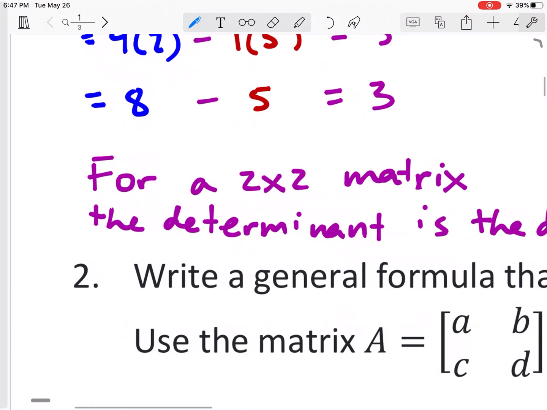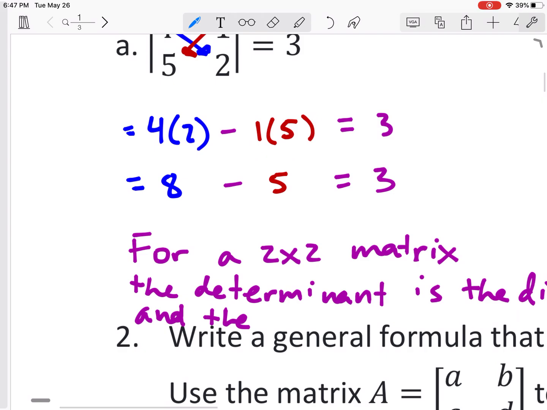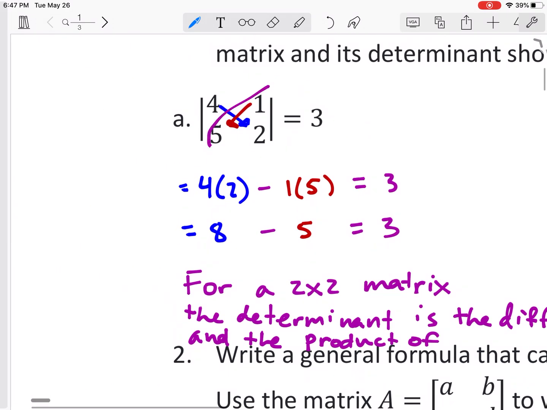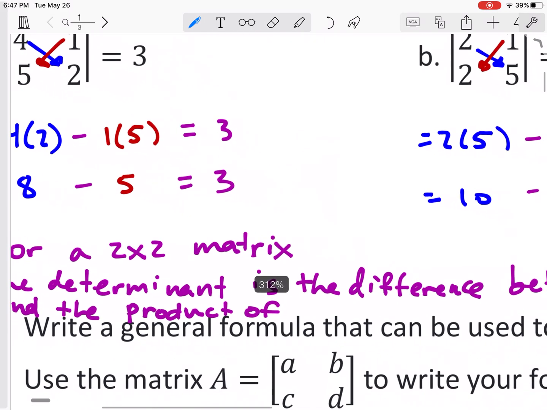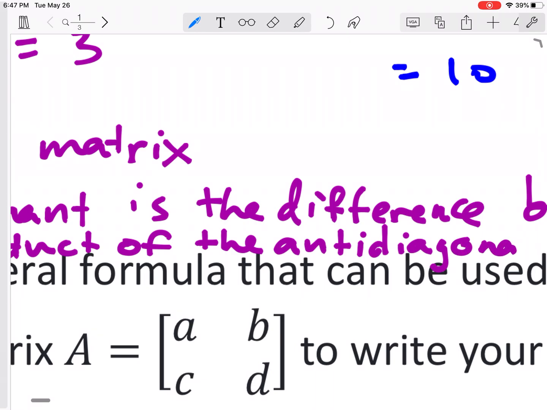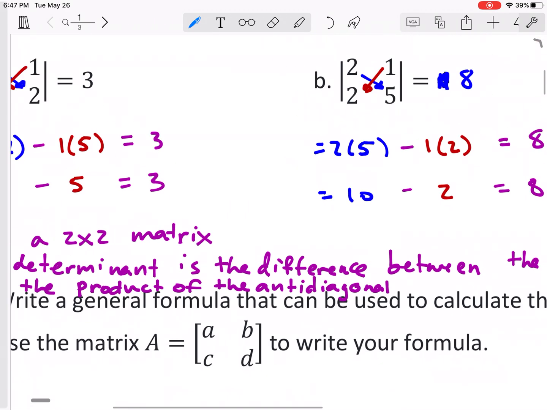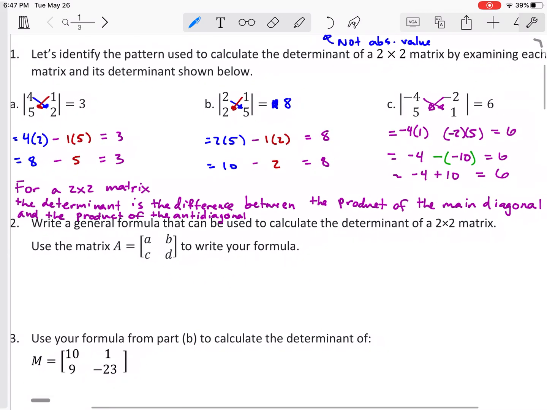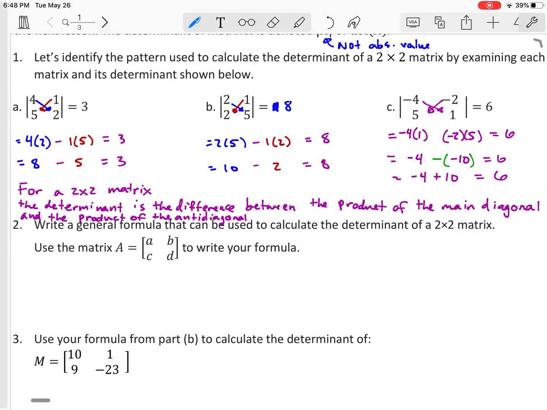and the product, because we're taking the product of the other diagonal, this diagonal that goes from top right to bottom left, we call that the anti-diagonal. So for a 2 by 2 matrix, the determinant is the difference between the product of the main diagonal and the product of the anti-diagonal.